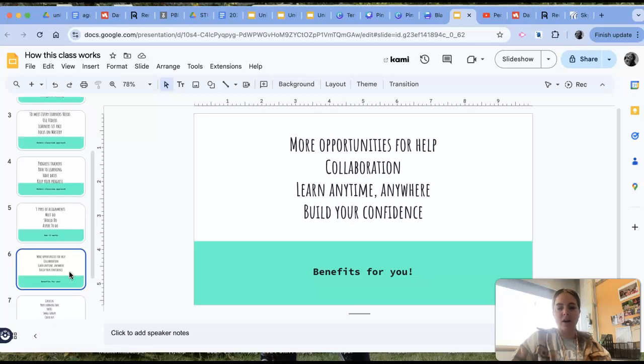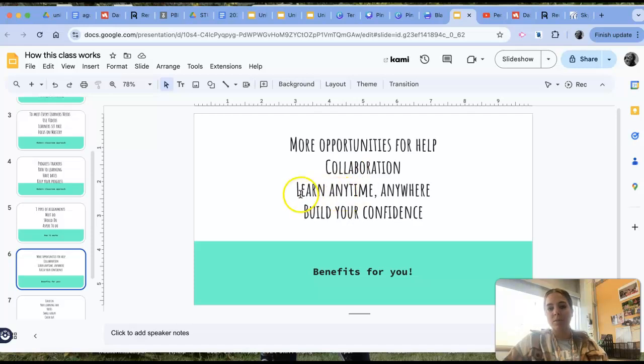Some of the benefits of a modern classroom is that there should be more opportunities for help. If I am spending 20 minutes or 15 minutes lecturing, that's time that I don't get to walk around and work with individuals or in small groups. This will also offer more times for you to collaborate and work with others. You may be able to watch a video or go through notes with someone.